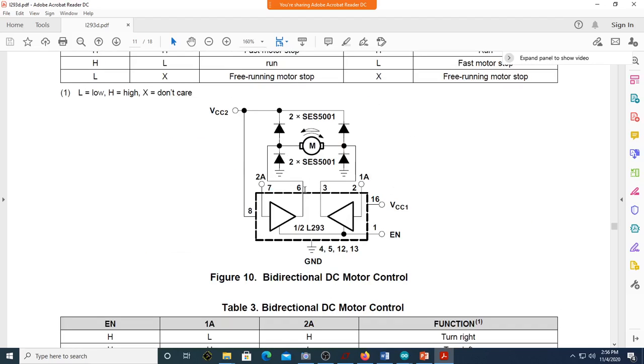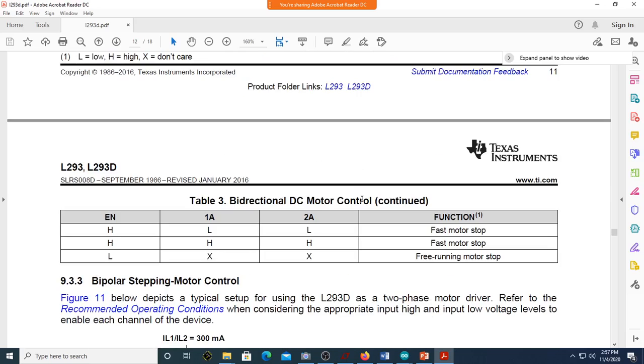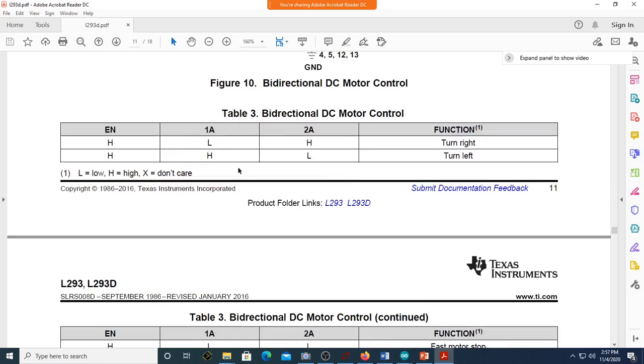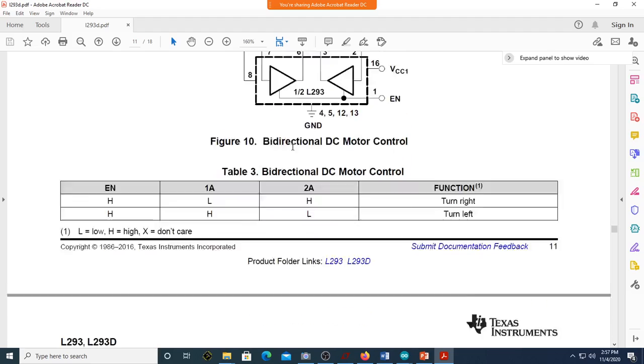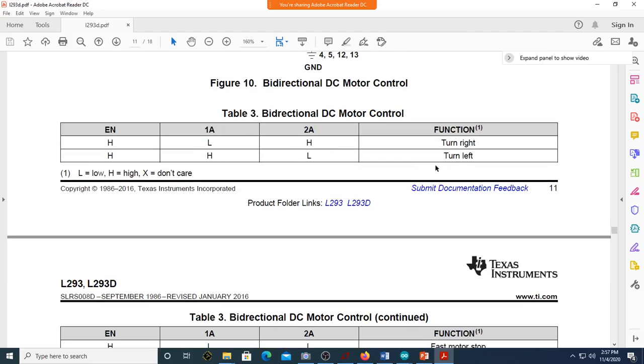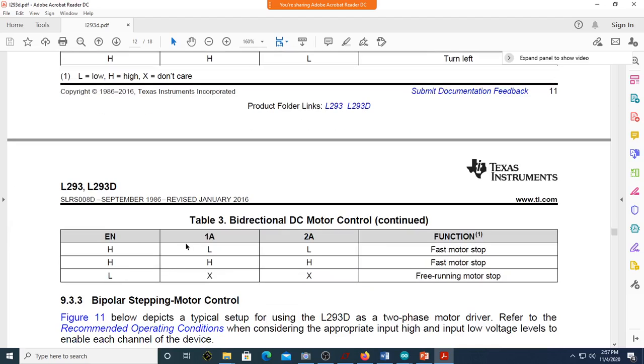These are all, again, you can see source and sync. How do you make it? Can you see this here? This is enable. High and low, it will turn right. So depending on what is the direction you have. If it is H and L, turn left. See if it is LL.